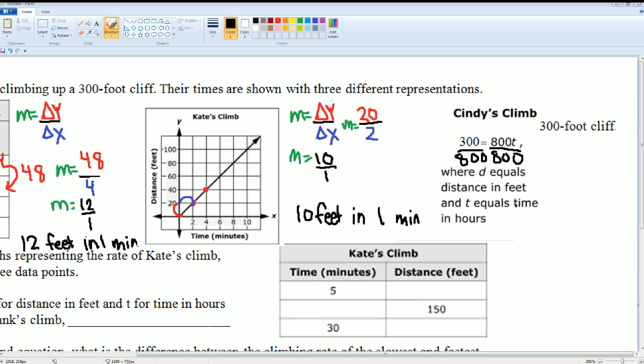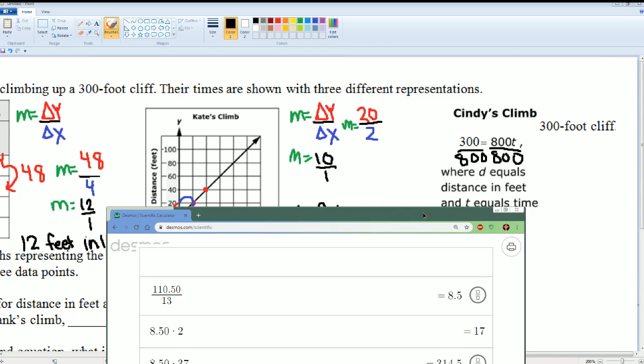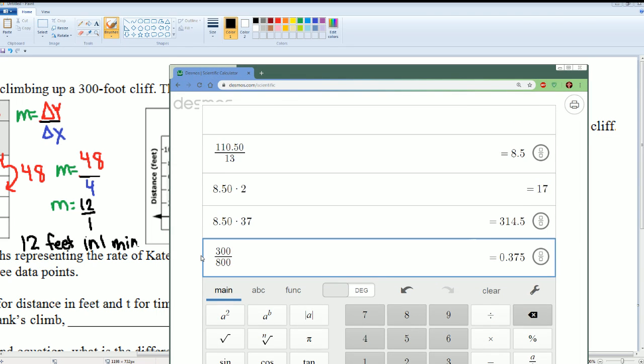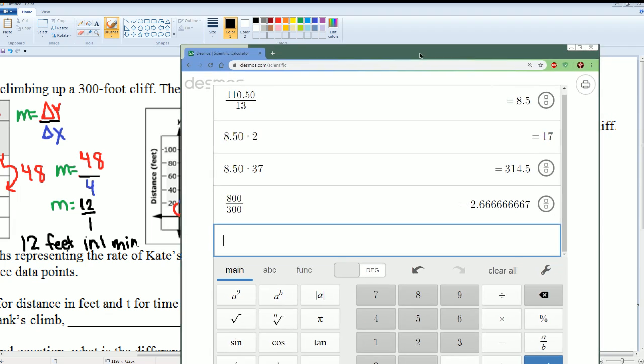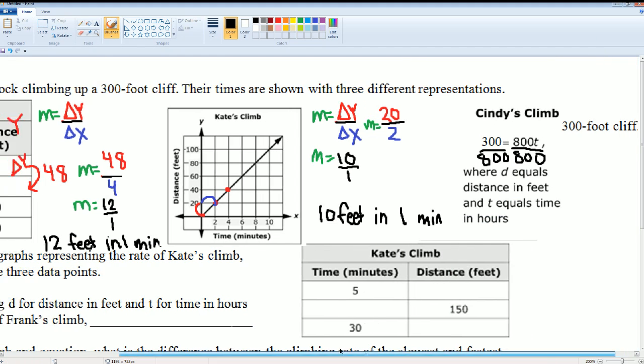Let's see, we could pull out decimals for this. What is it? 300 divided by 800? Or is it 800 divided by 3? I think she climbs around 26. We'll see. Cindy's weird. We'll go back to Cindy's data.